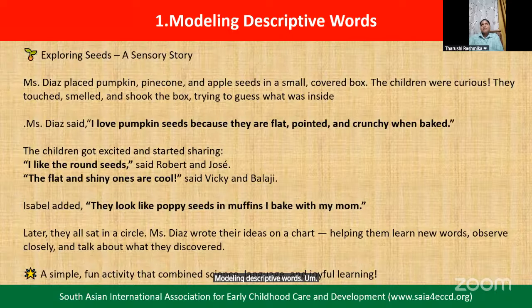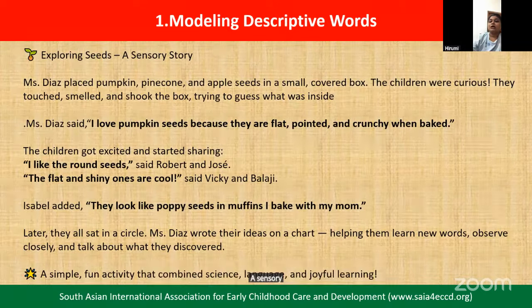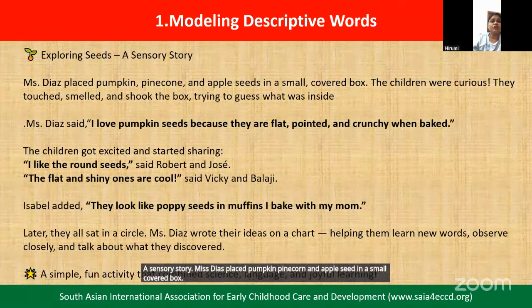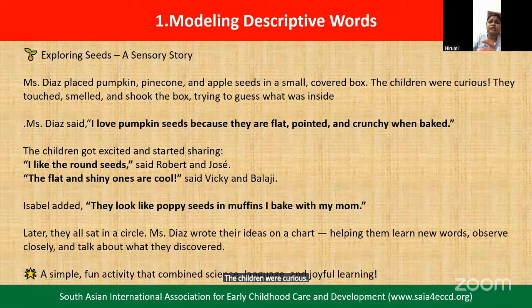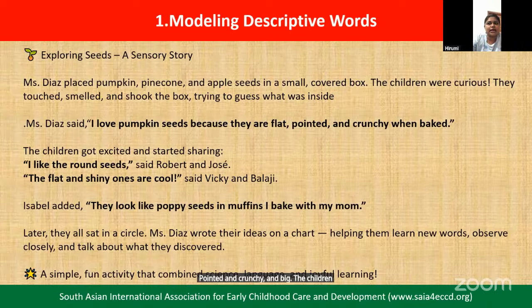Exploring seeds. We can use a simple story. Exploring seeds, a sensory story. Miss Diaz placed pumpkin, pineapple, and apple seeds in a small covered box. The children were curious. They touched, smelled, and shook the box, trying to guess what was inside. Miss Diaz said, I love pumpkin seeds because they are flat, pointed, and crunchy when baked. The children got excited and started cheering.